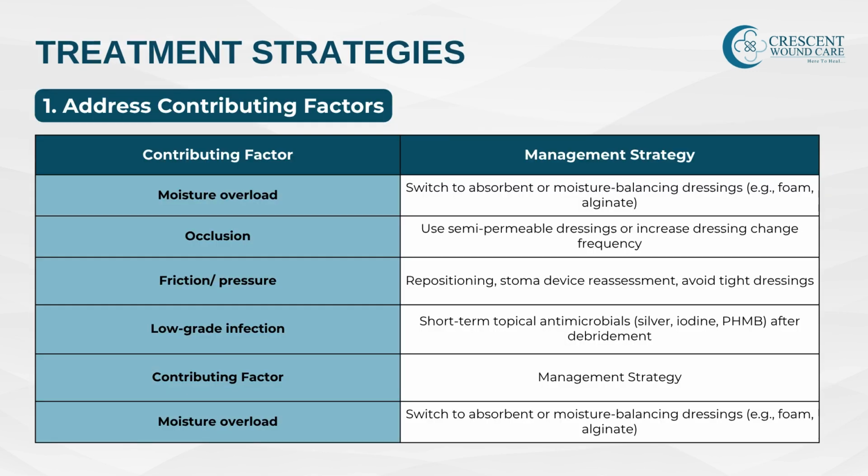The first step is to manage what's causing the hypergranulation. For moisture overload, use absorbent or moisture-balancing dressings. For occlusion, switch to semi-permeable dressings or increase dressing changes. Address friction or pressure with repositioning or adjusting devices. Manage low-grade infection using short-term antimicrobials after debridement.